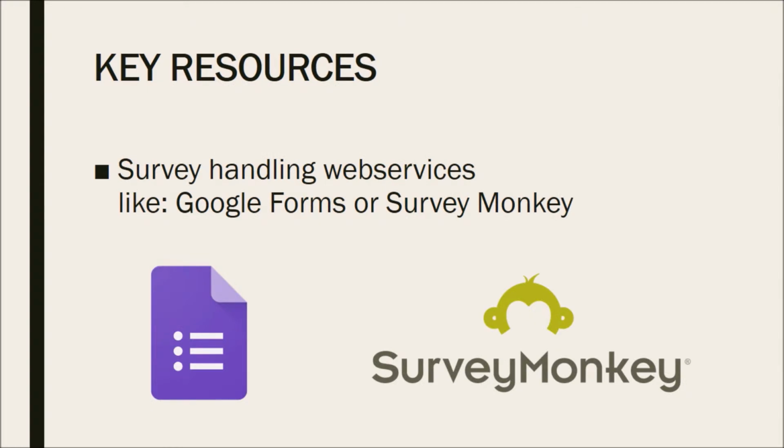My next element is key resources. What are the key resources involved in my business model? See, we have only one resource, that is a survey handling web service like Google Forms or SurveyMonkey. This will allow us to easily make the statistics without any computer person's help, because anybody will be able to tick his or her particular meal.